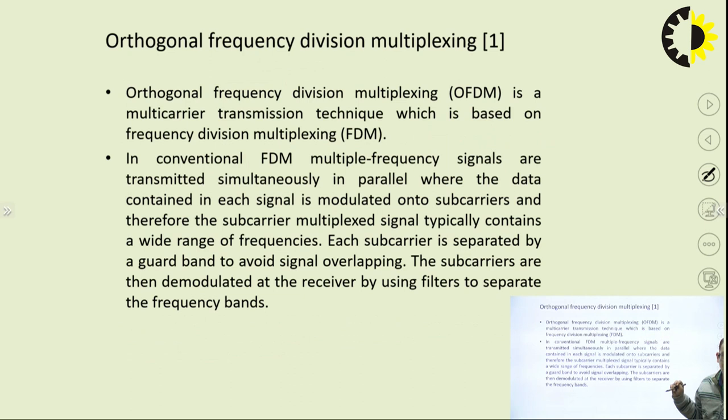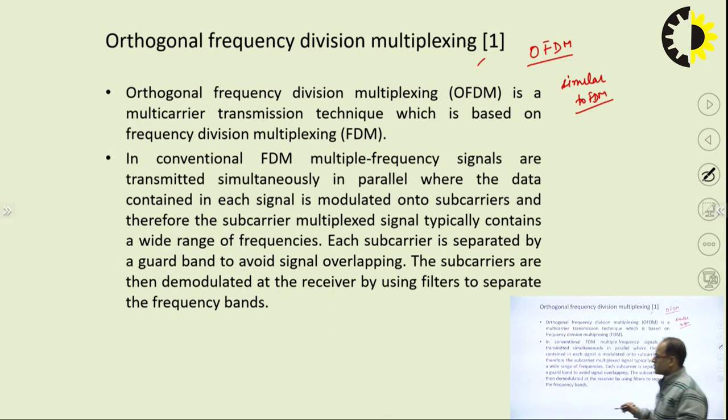Now the next one is optical orthogonal frequency division multiplexing, that is OFDM. OFDM is similar to FDM, but there is a slight difference: the subcarriers are used orthogonally to each other.